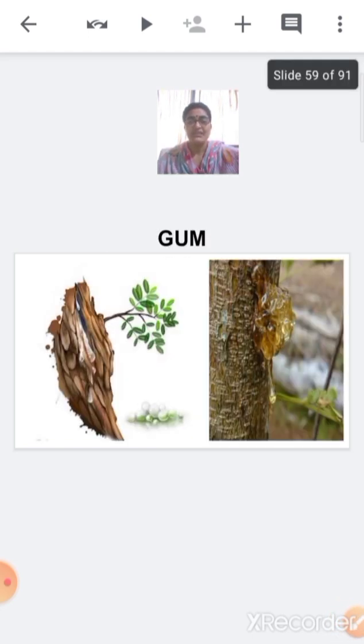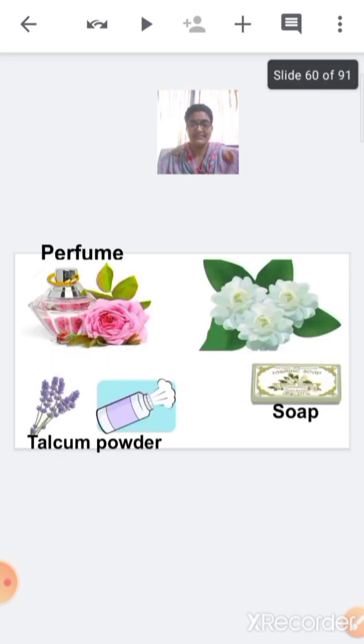And you all know children, we get gum from trees. The glue that we use to stick papers. This gum we get from trees only. And children, some flowers like rose, jasmine, lavender are used to make perfumes, soaps and talcum powder. They have a very nice fragrance, right? They are used to make perfumes, soaps and talcum powders.